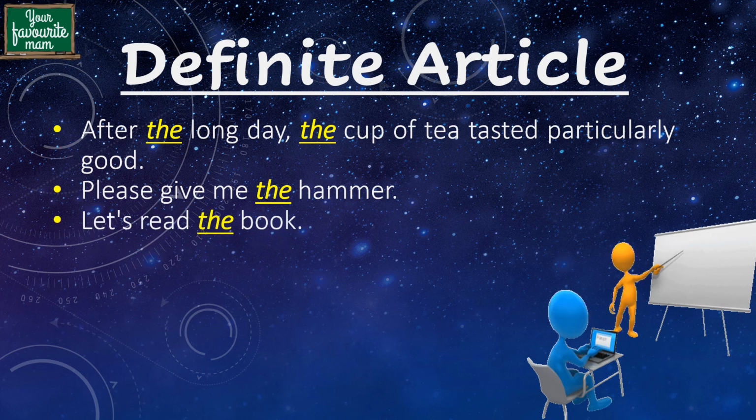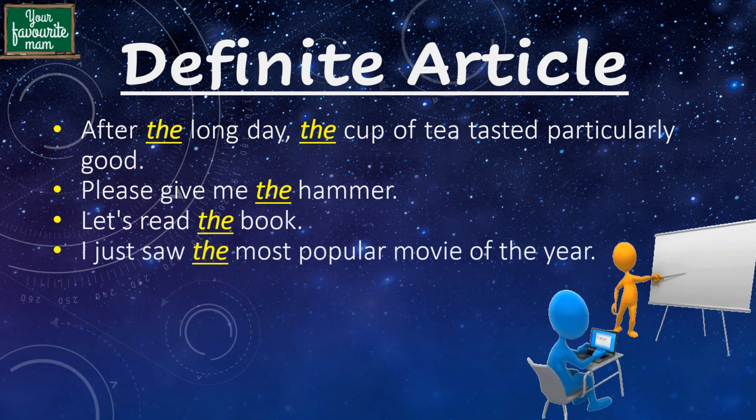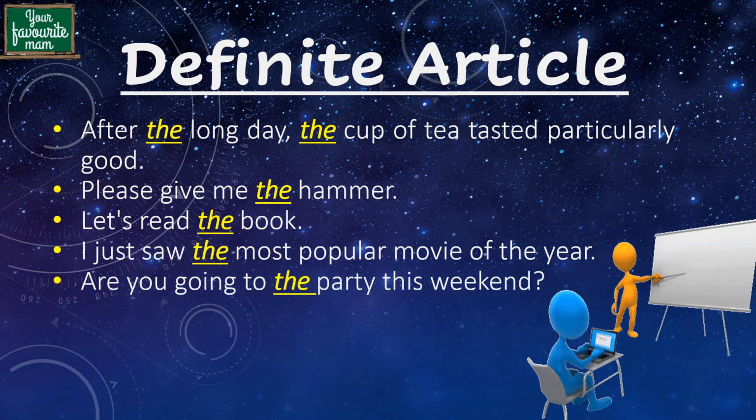Let's read the book. The article the here limits the meaning of a noun to one particular thing. Or, I just saw the most popular movie of the year, where the person is talking about the specific movie that was the most popular. Or your friend might ask, are you going to the party this weekend? The definite article the here tells you that your friend is referring to a specific party that both of you know about. The definite article can be used with singular, plural, countable or uncountable nouns.